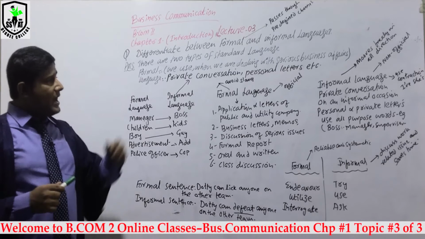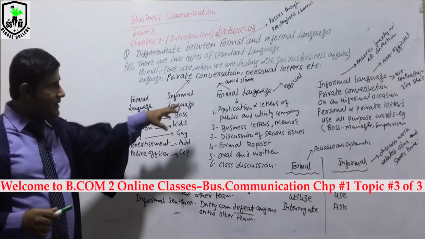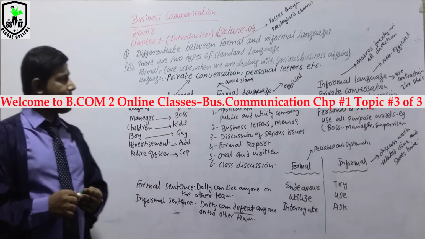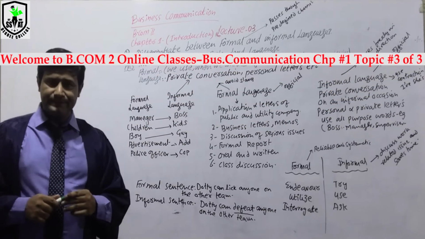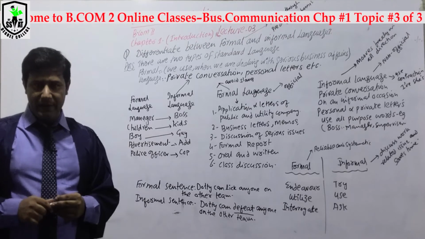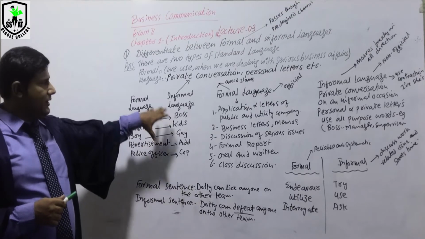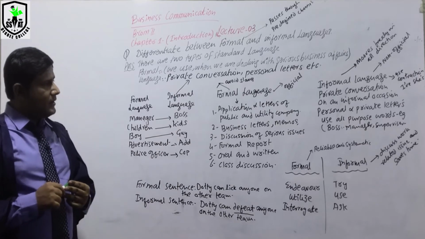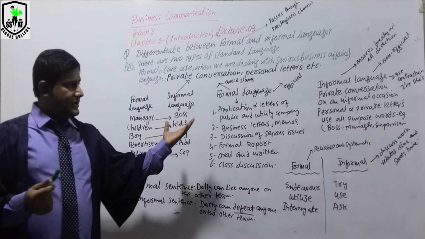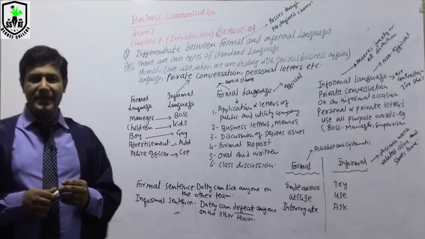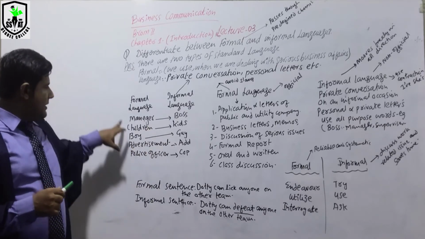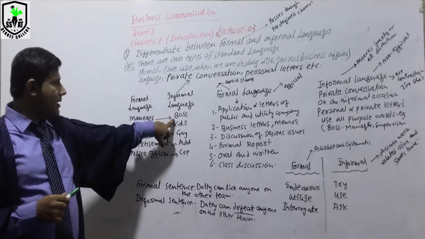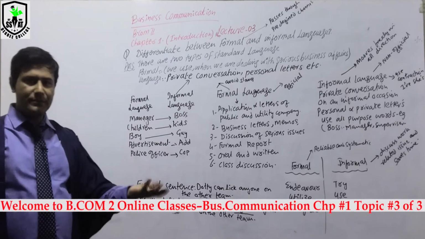Where do we use informal language? In private conversation, on an informal occasion, in personal and private letters, we use all-purpose words. Like I have told you, boss. Boss is an all-purpose word that we use for manager, supervisor. As I told you, those are formal. I have given you an example here: informal, boss; formal, manager, supervisor.